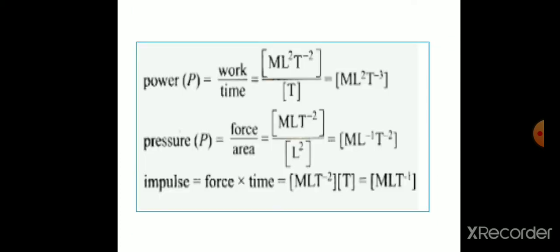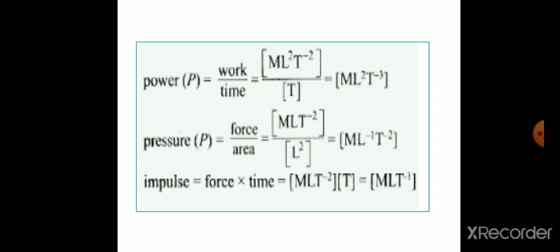Knowing the dimensions of force and substituting it directly, we can find the dimensions of the following quantities. We know power is equivalent to work by time. Work is again force into distance. Dimension of force is MLT raised to minus 2. When you multiply it with the distance L, you will get the dimension of work to be ML square T raised to minus 2, divided by dimension of time, which is T. So rearranging the terms, you will get the dimension of power to be ML square T raised to minus 3.